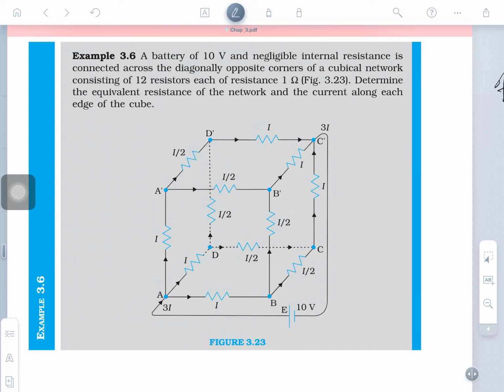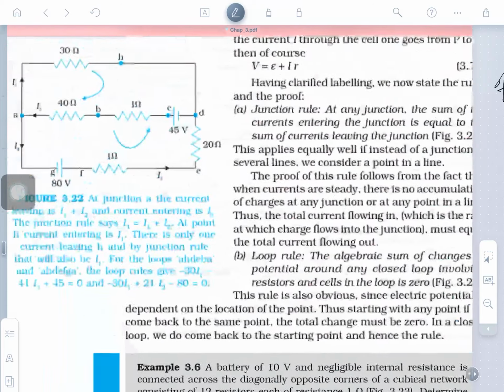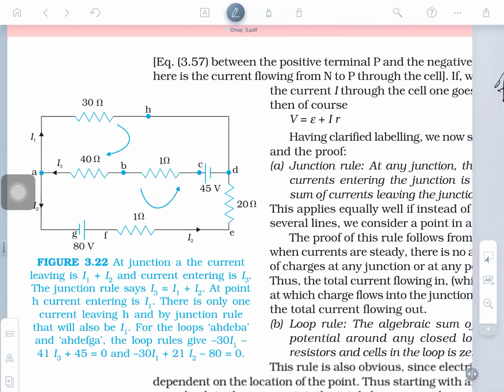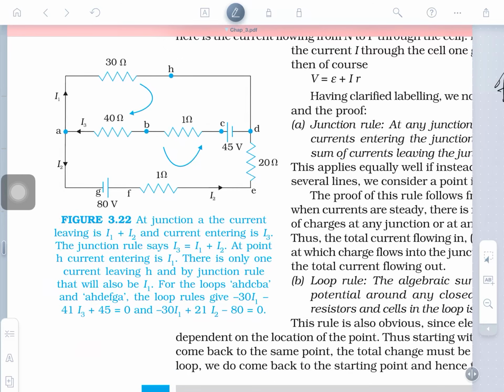Rule, KCL and KVL, the current law and the voltage law. Is that clear? We will solve some numerical questions based on this. Suppose there is a circuit before you. What the question shows is I1, I2, I3. Further, can this be solved here?